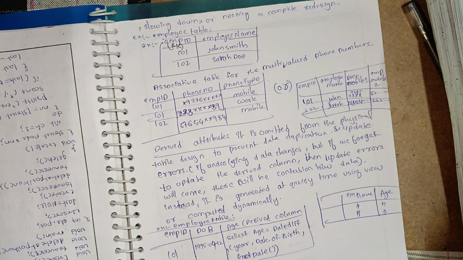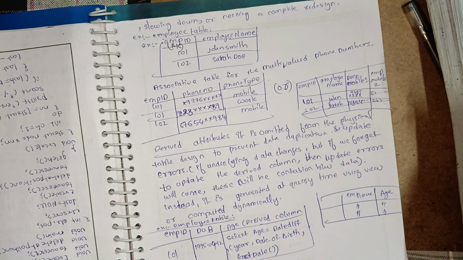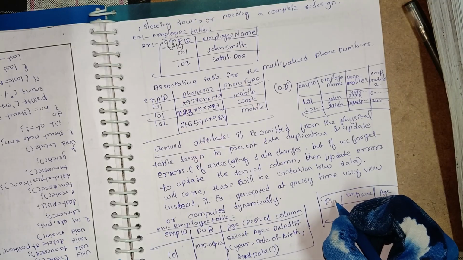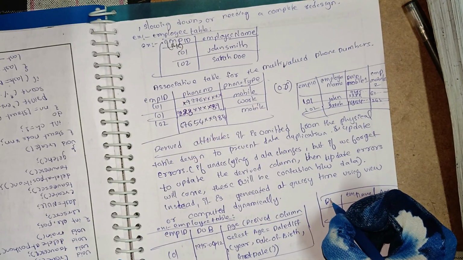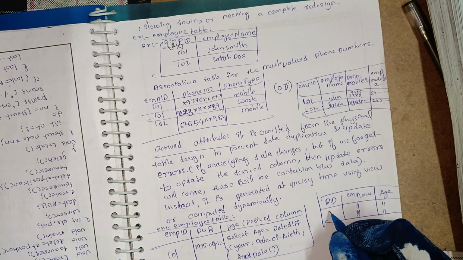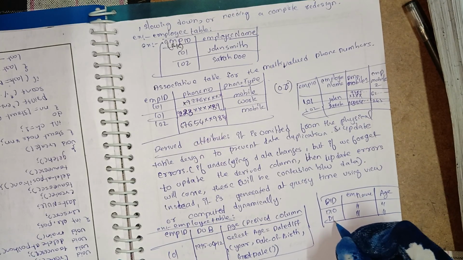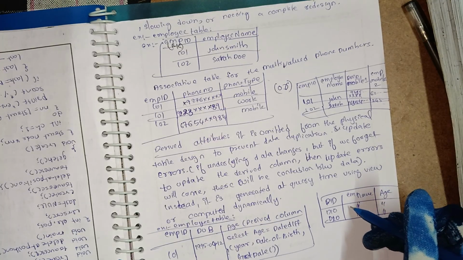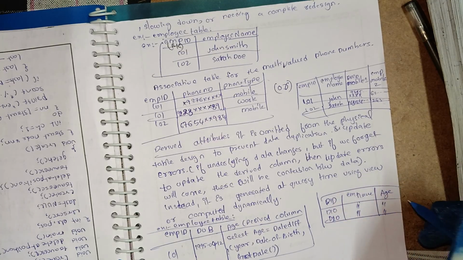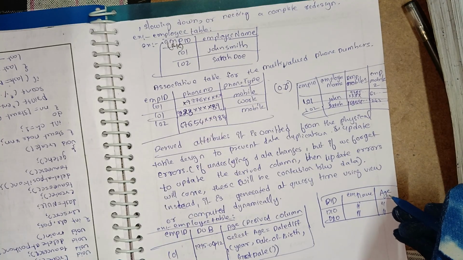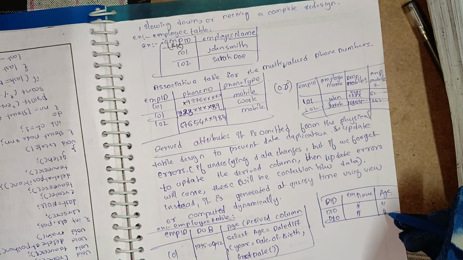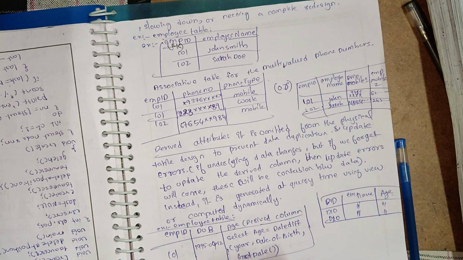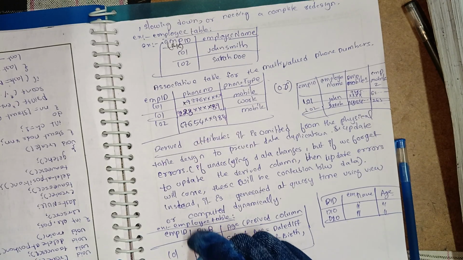Which means we are not including derived attributes. If department ID is there, D10 and D20, and this particular employee is working in two departments, D10 and D20, then this derived column should be repeated twice. So that's why we are not including derived attributes in the table.